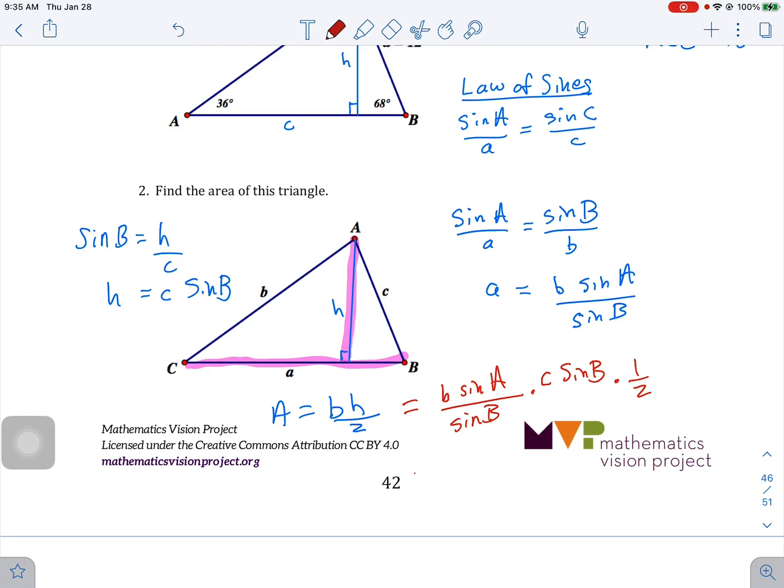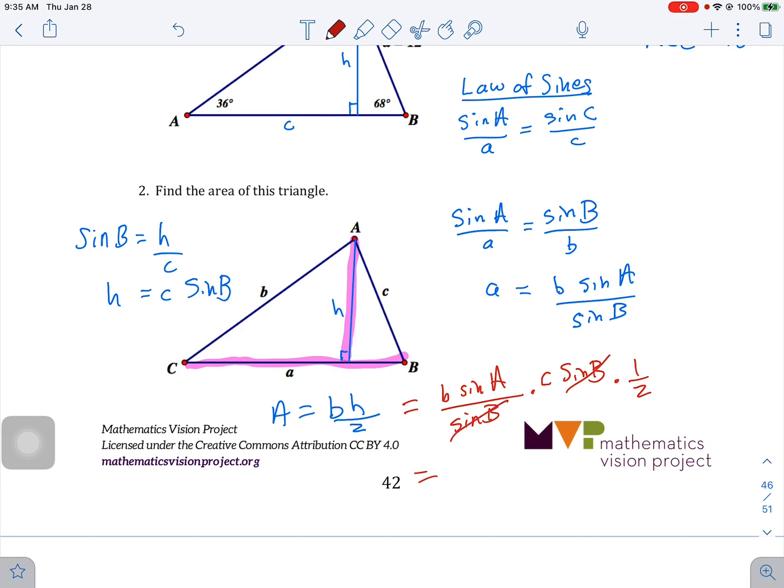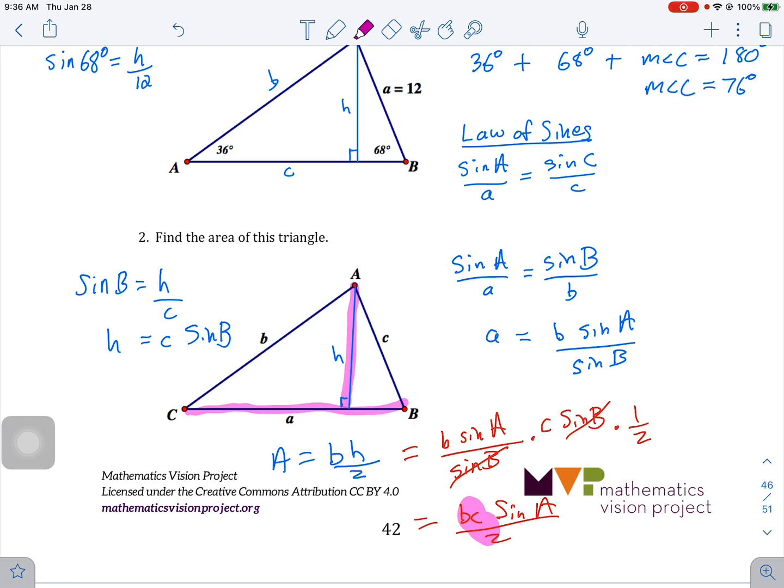Now algebraically I can simplify this. I notice there is a sine B here and a sine B here, so that'll simplify. So what I end up with is bc sine of A over 2. So if that looks familiar, it's because bc divided by 2 kind of looks like base times height divided by 2, but you're multiplying it by the sine of A, and that's the adjustment that you'd want to make for that. So it'd be 1/2 bc times the sine of A.